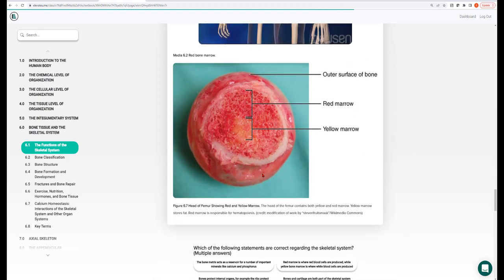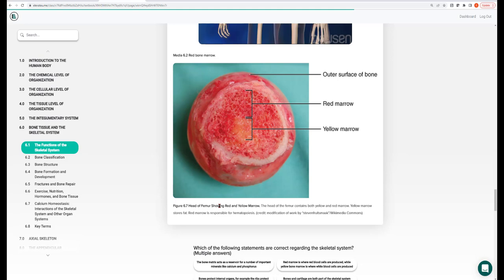If you cut into some of your bones, now this is cutting into the head of the femur. The femur, as you're learning, is the largest bone in the body. It is the bone of your thigh. And this is a significant site of hematopoiesis.